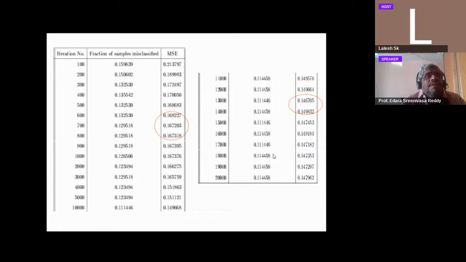Here we see, iteration by iteration, the fraction of samples misclassified, how many samples are misclassified, and also the mean square error. Slowly the curve is going to saturation. At 20,000 iterations almost all the error is here, and the sample misclassification is also the same. Then we can stop. It is not possible to achieve zero error, though we have kept the bound at 0.05.